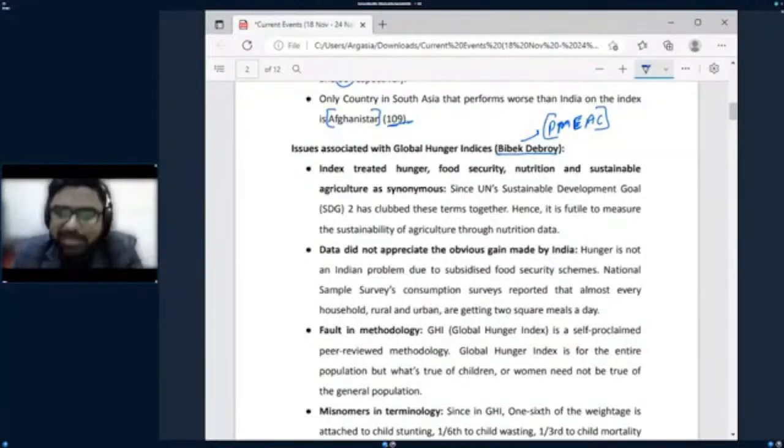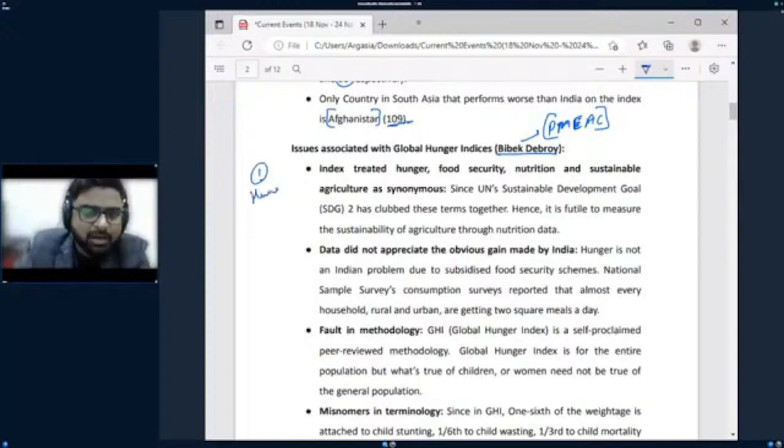So what Vivek Debroy has argued in favor of the government to provide a criticism. One thing he has said: the problem with this index is that it confuses hunger and nutrition.